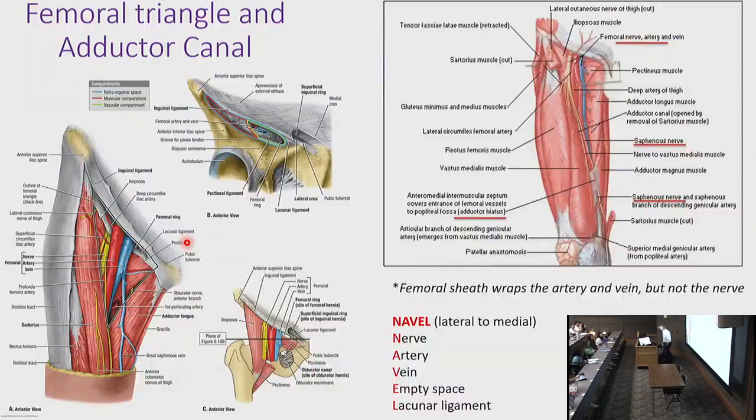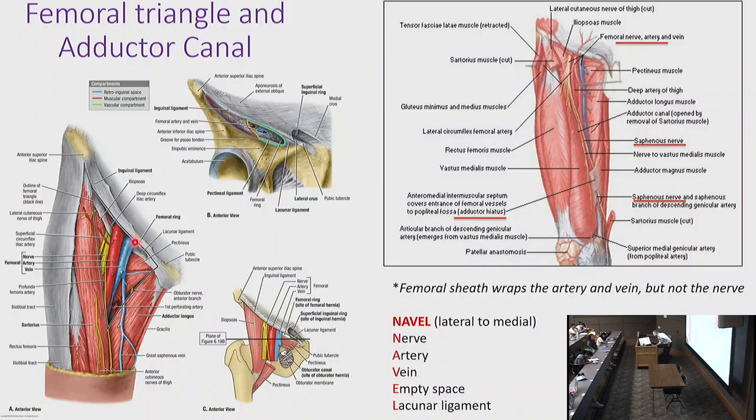So femoral triangle and adductor canal. Borders. Again, borders are really important. When we're talking about the femoral triangle, you've got your inguinal ligament, you've got your sartorius muscle coming down, and you've got your adductor longus. The floor of the femoral triangle is going to be made up of your pectineus muscle and your iliopsoas. As you're looking at the structures that go through the femoral triangle, from lateral to medial, you have this NAVEL mnemonic: nerve, artery, vein, empty space, lymphatics, or lacunar ligament.